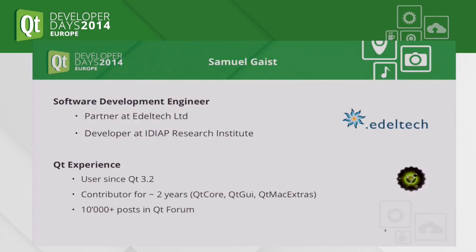I'm Samuel Gaist, partner at EdelTech Ltd, currently also working at the KDAB Research Institute. I've been working with Qt for more than a decade, starting with 3.2, which is pretty old by now. I started contributing to Qt about 2 years ago on various modules, including Qt Core and Qt Mac Extras. I've been working on several things like documentation, bug fixing, and new features. You may also know me through the Qt Project Forum, where I'm a mad scientist.